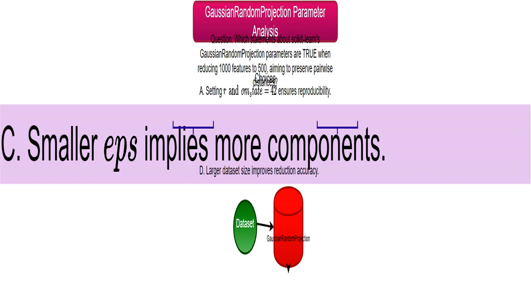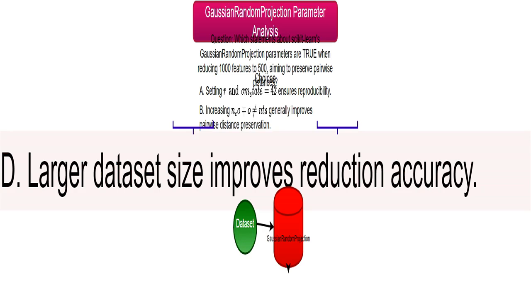Statement C discusses _eps, which controls the allowed error in distance preservation. A smaller _eps means we demand higher accuracy, less error, resulting in a higher number of components to achieve that higher accuracy. Think of it as tightening the tolerance. You need more components to meet the stricter criteria. It's an indirect relationship.